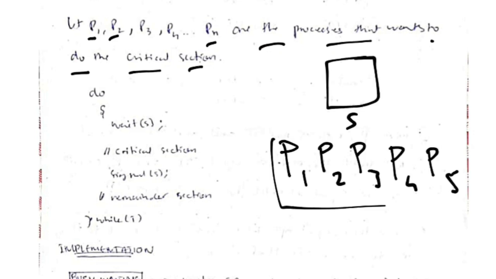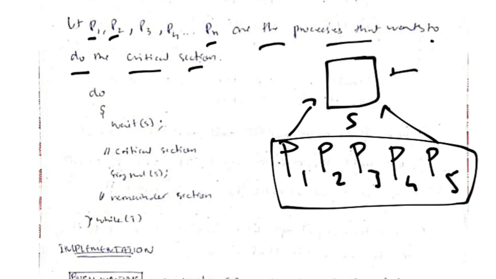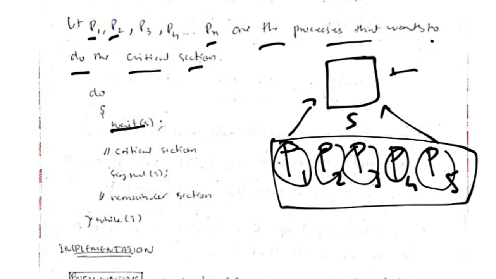Let's consider an example here where P1, P2 till Pn are the processes that want to be executed in the critical section. Remember that all these processes share the same variable. There is only one semaphore variable, and all these processes share the same value. Now see where the code starts from. Initially wait s will be called. Suppose that first the value of s is 1.